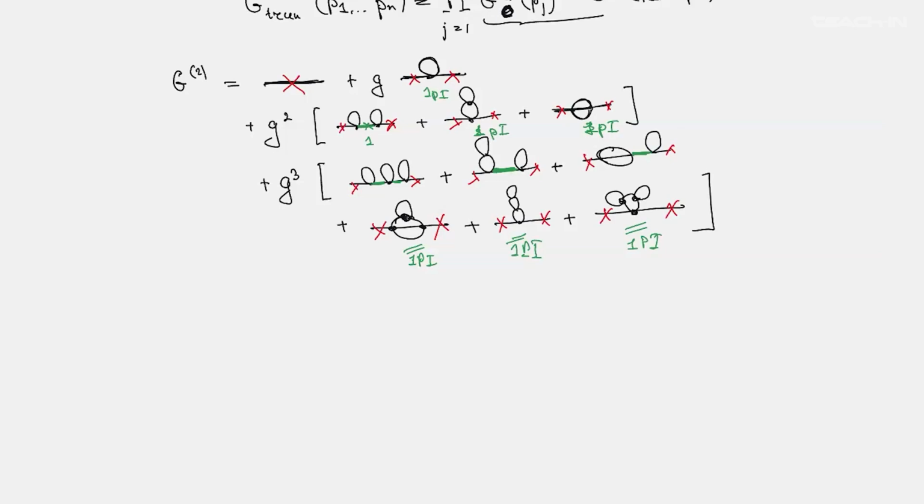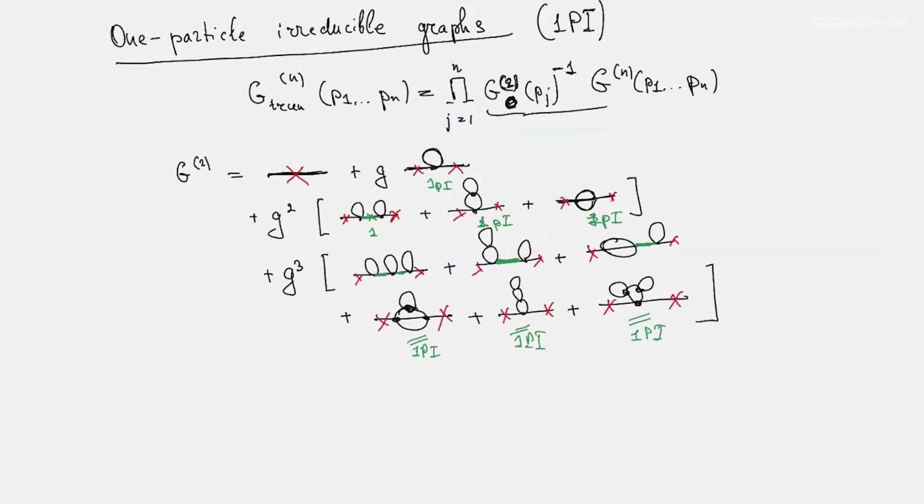Now, if you sum all the graphs in this expansion, clearly what we get is a full two-point Green's function. And the two-point Green's function we can call a complete or dressed propagator. So it's a Feynman propagator which is dressed by all possible interactions. So summing up all these graphs would mean that we are able to construct the full or dressed propagator.